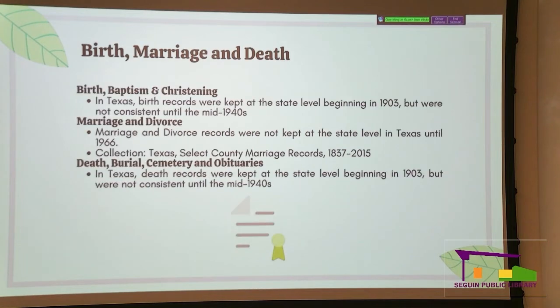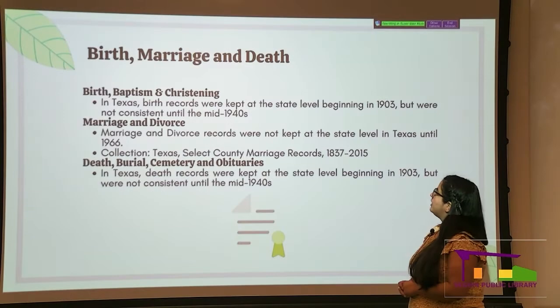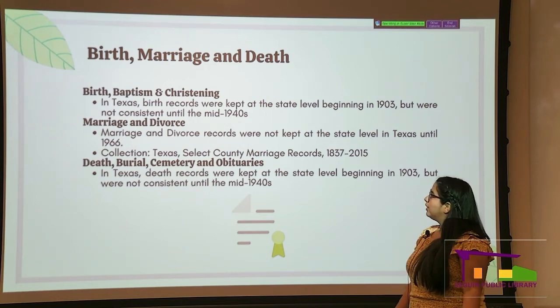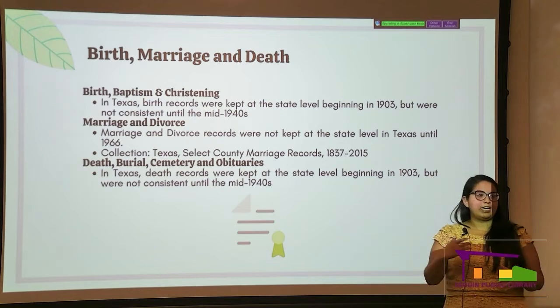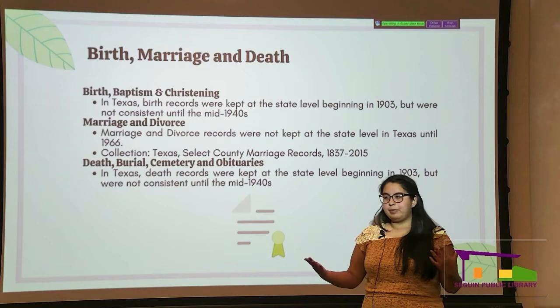Okay. Our next set of records, these are kind of your basic meat and potatoes of genealogy. This is what you're going off of to track your family, especially when you're first getting started. So your birth, baptism, and christening records, especially if you're in the US. In Texas, birth records were kept at the state level beginning in 1903, but they weren't consistent until the mid-1940s. So if you're looking before that time, you would have birth records, but they would maybe contain different information.